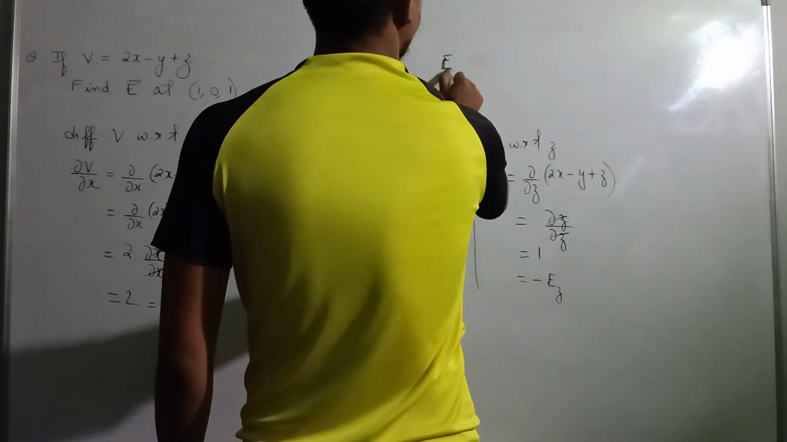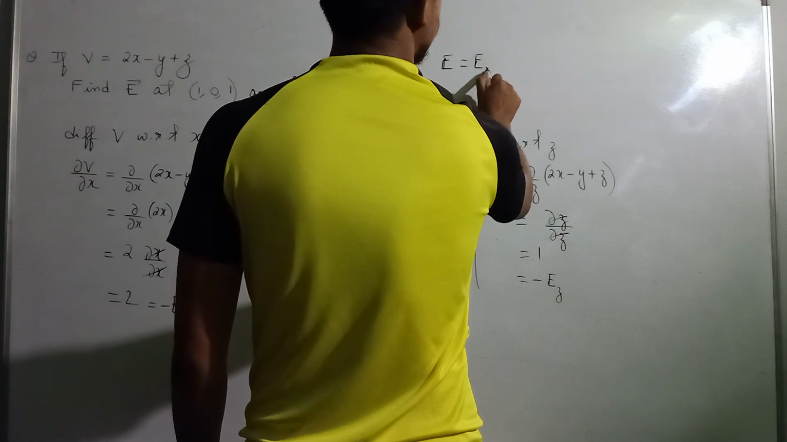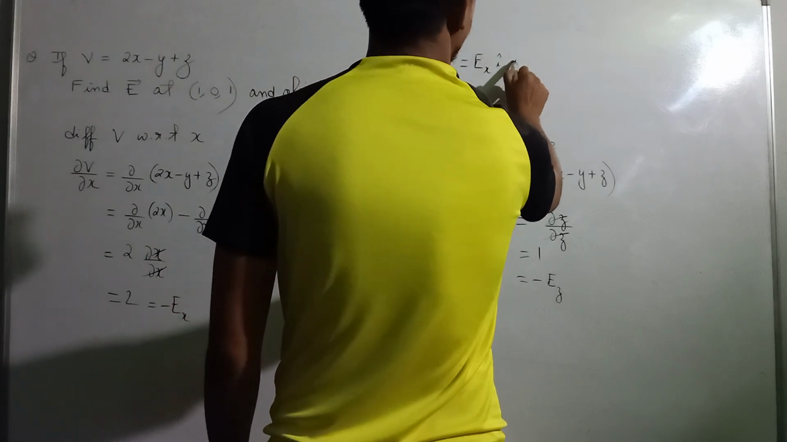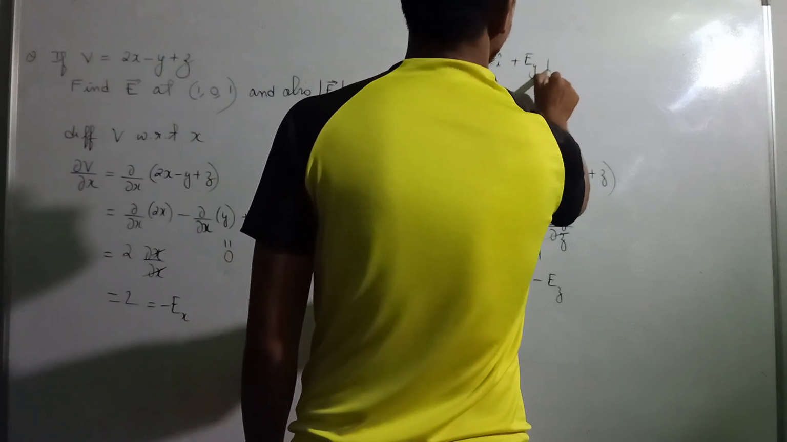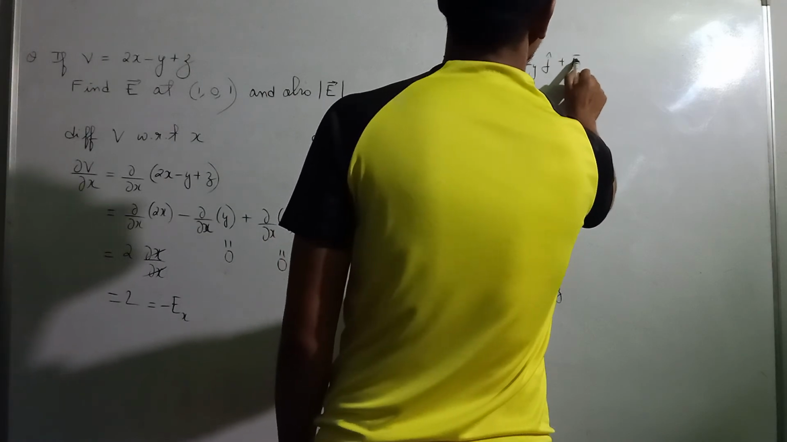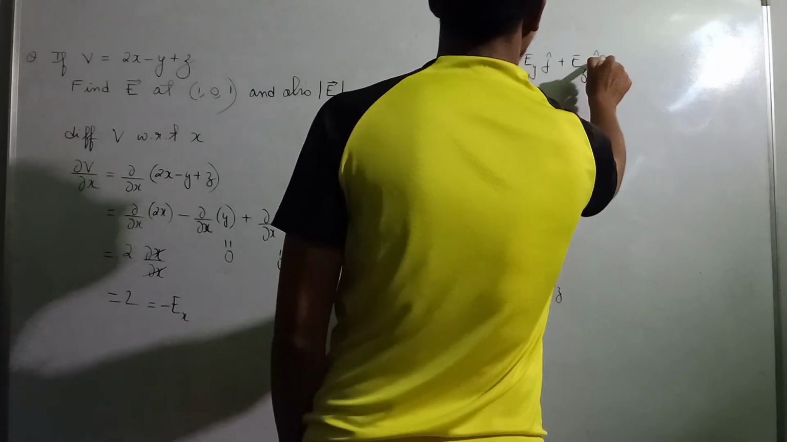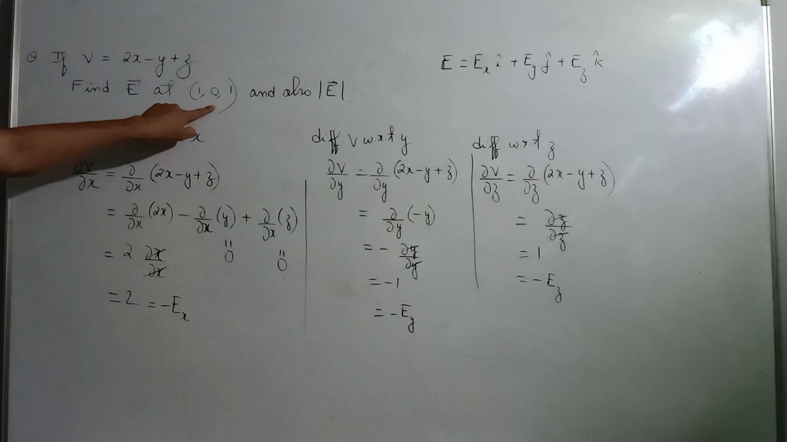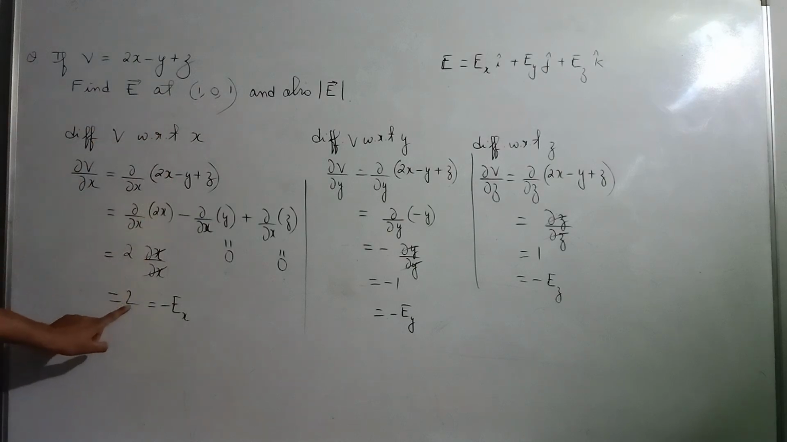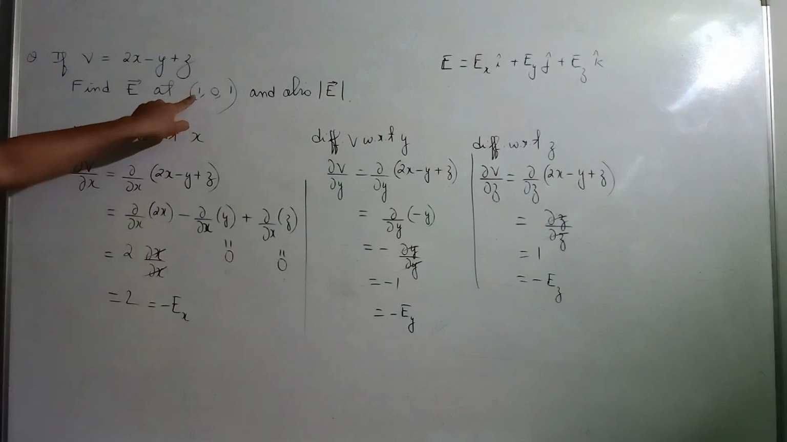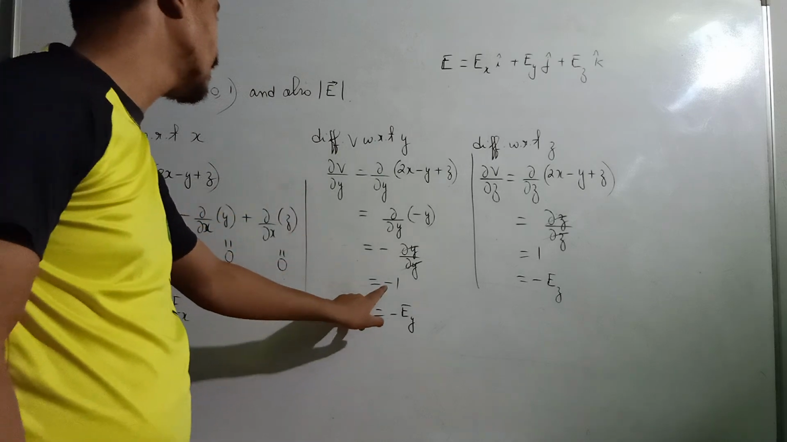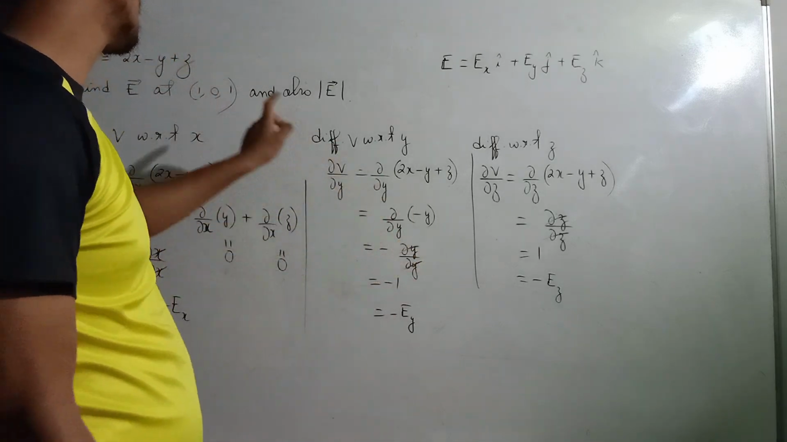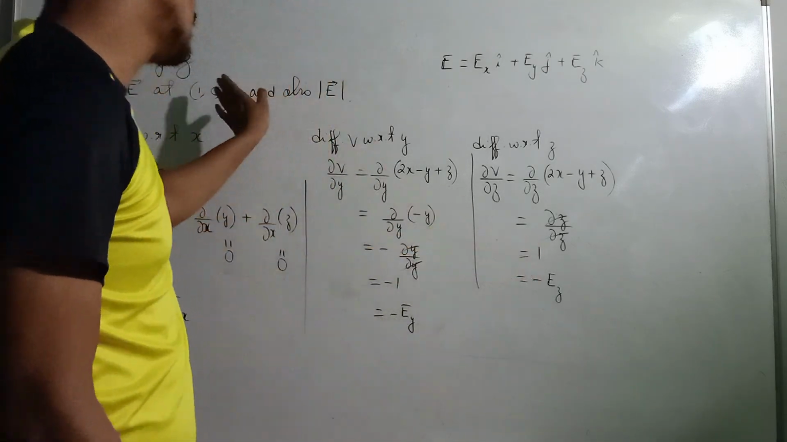Yes, your electric field E means Ex i plus Ey j plus Ez k. Okay, actually at this point 1, 0, 1, no? But here this is only 2, I cannot substitute these points. This is only minus 1, I cannot substitute this point. This is 1, I cannot substitute this point, okay?